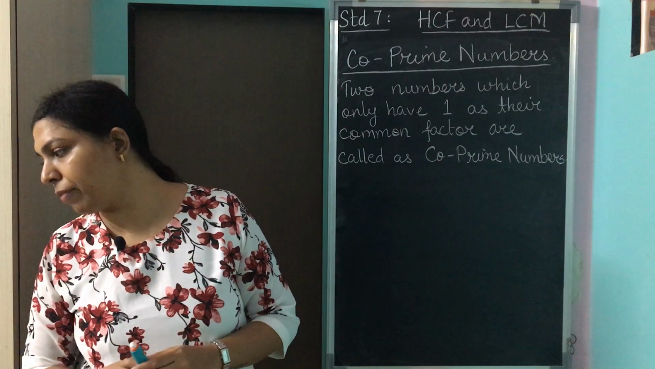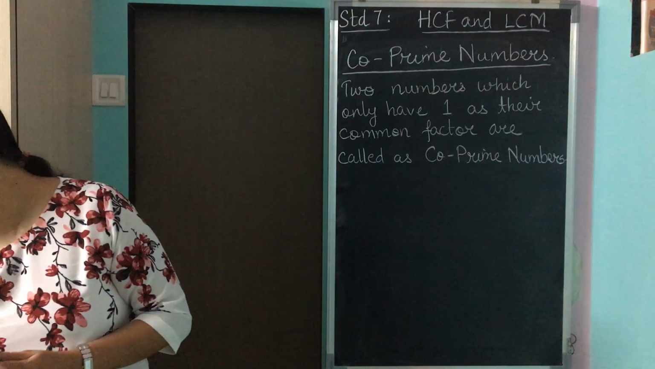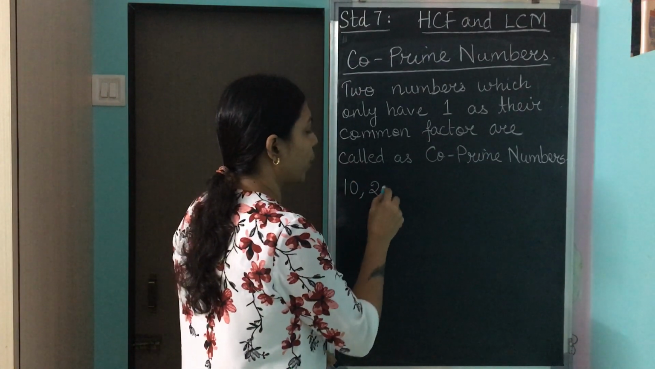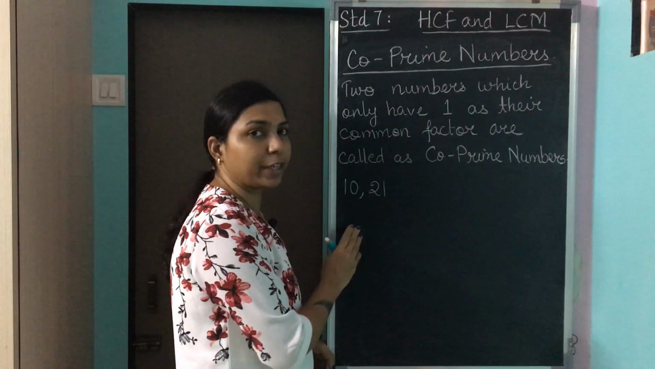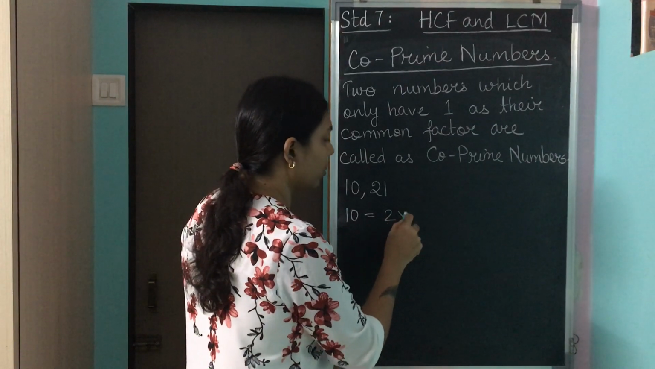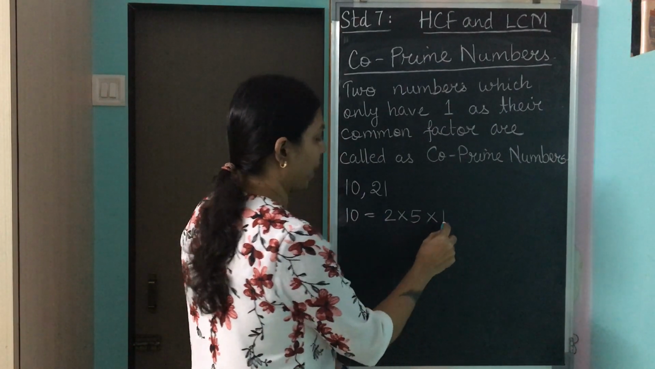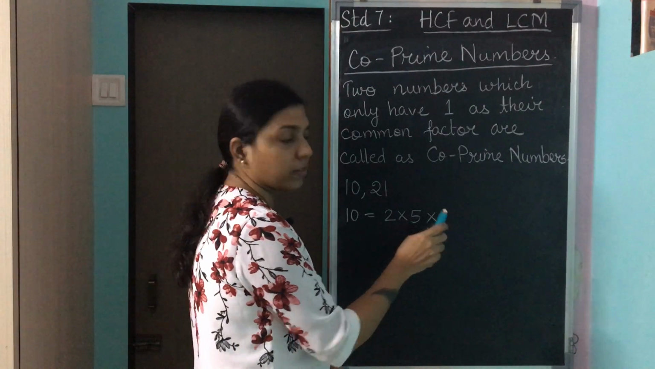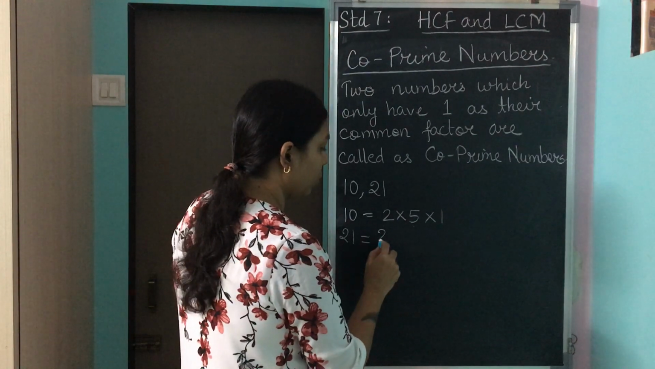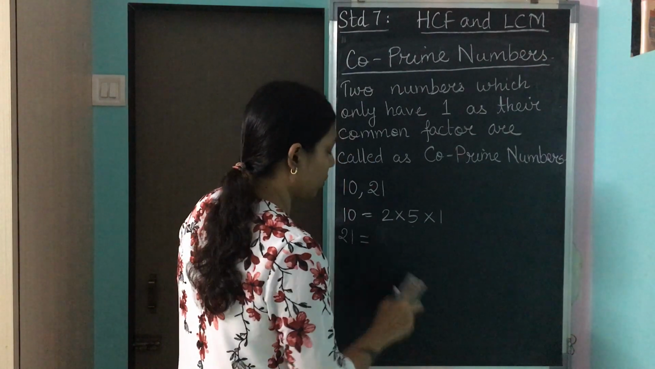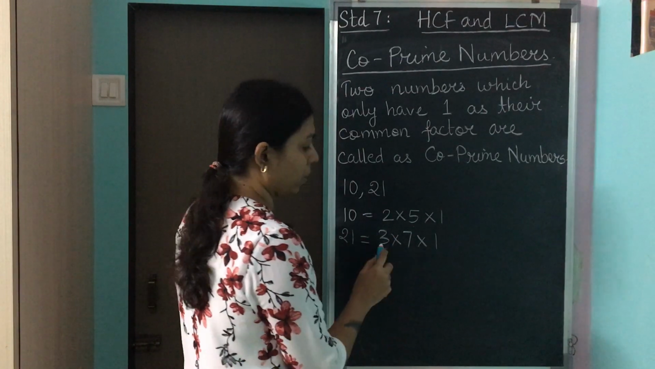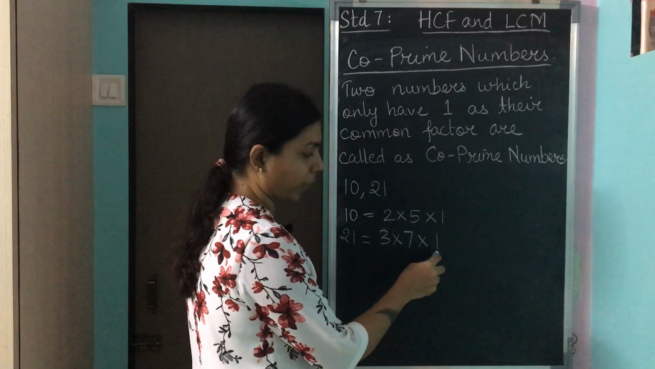For example, if I take the numbers 10 and 21, I will break them into their smaller bits. 10 is 2 into 5 into 1. 2 5s are 10, 10 1s are 10. Now the number 21. Sorry, not 2, we've got 3 over here. So 3 into 7 into 1. 3 7s are 21, 21 into 1 is 21.